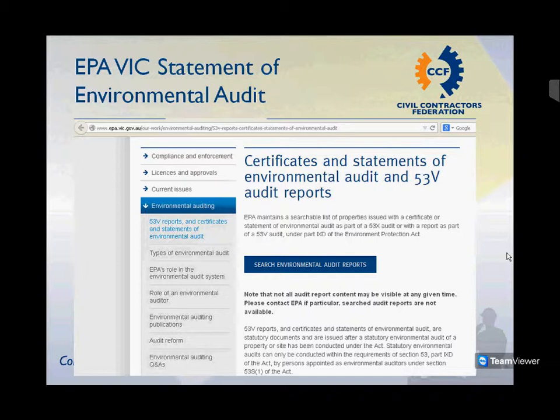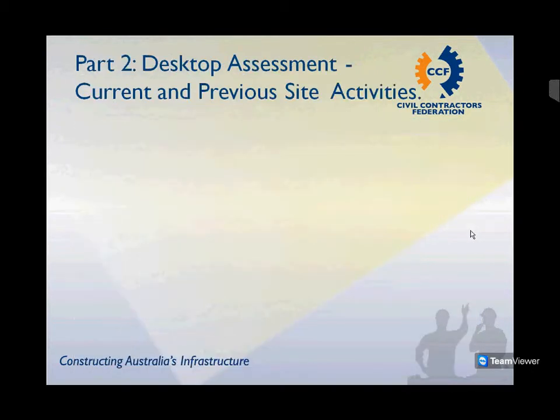If a statement of environmental audit isn't available for your site, then let's move on to part 2 of the site assessment checklist. What I refer to this as is the desktop or background assessment. Quite literally meaning that you can do this at your desktop, and it covers the background of the site to get an idea of previous activities.